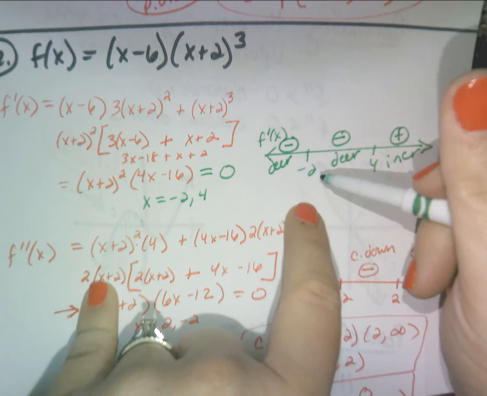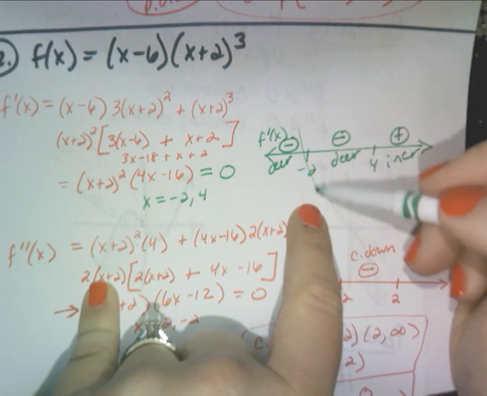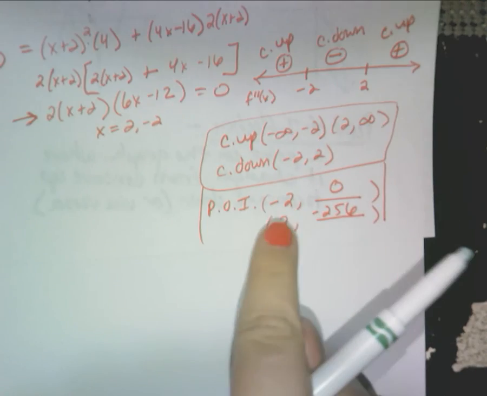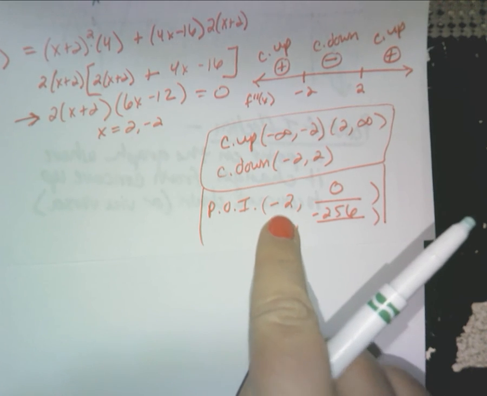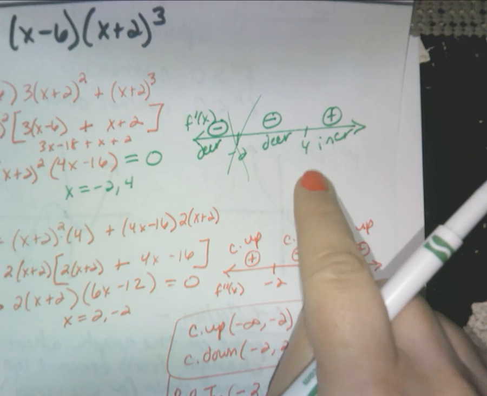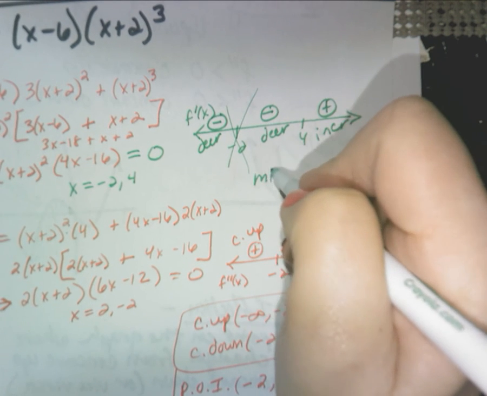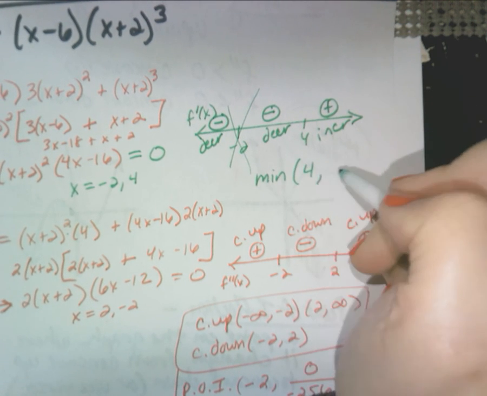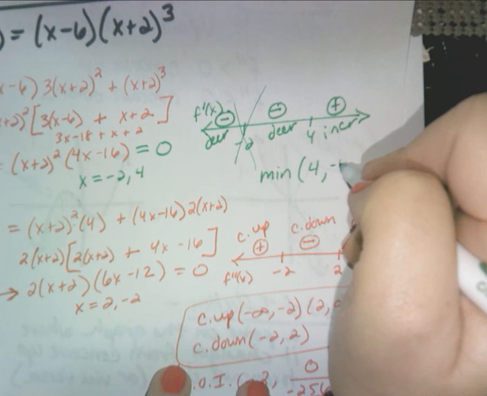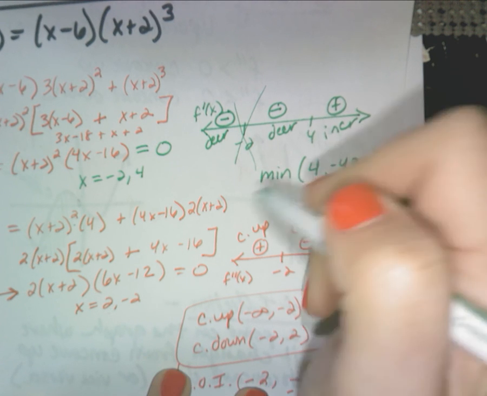So what's -2? Nothing. Actually, we found out what -2 was. -2 was a point of inflection, surprisingly enough. But 4 is definitely a max or a min? There is a minimum at 4, and I'm actually going to give it to you. 4, -432.